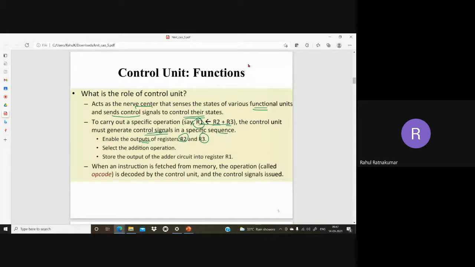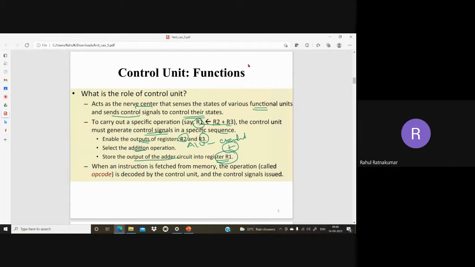Then the addition operation within the ALU has to be executed. There are different operations possible, but I'm doing addition. So the output of the adder circuit goes to register 1, because R1 is the destination register, right? So all those have to be enabled. Registers have to be loaded. All these control signals are the functions of the control unit.